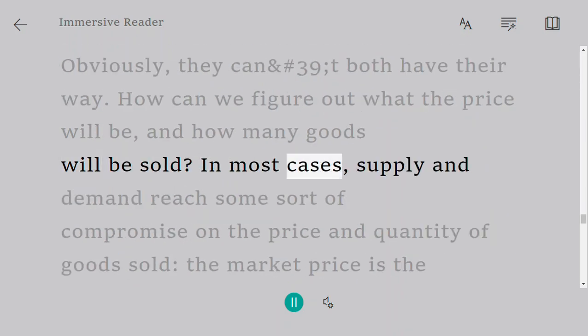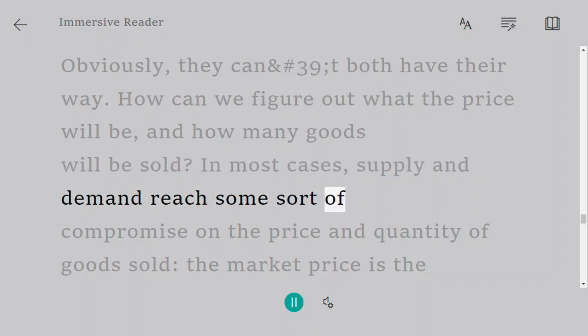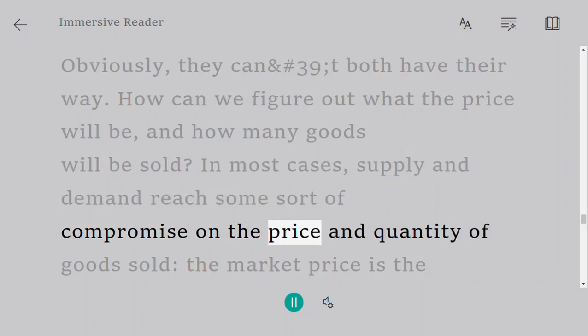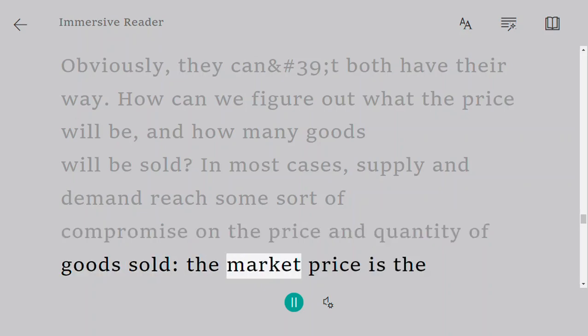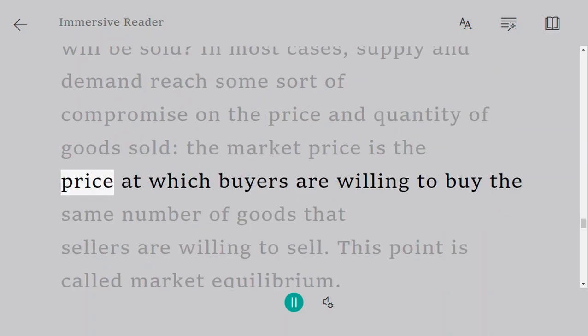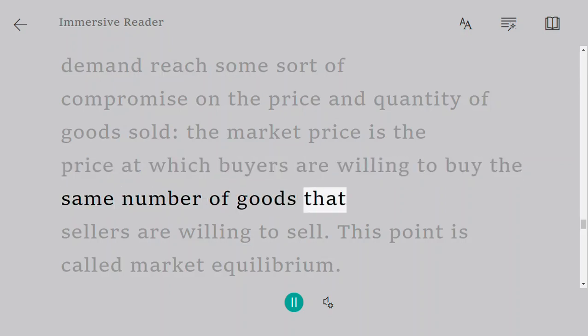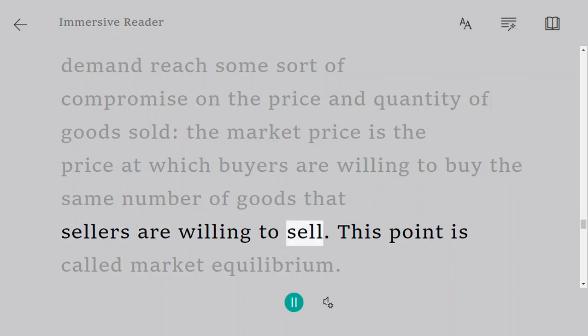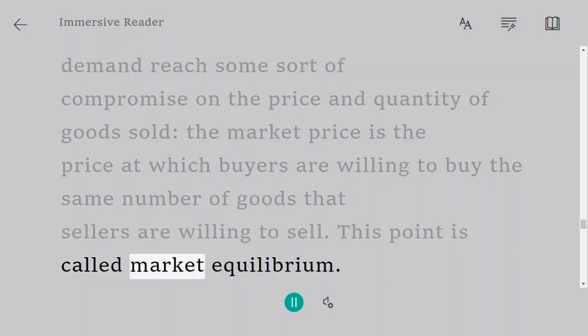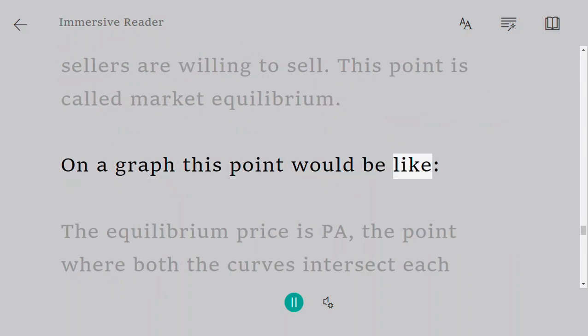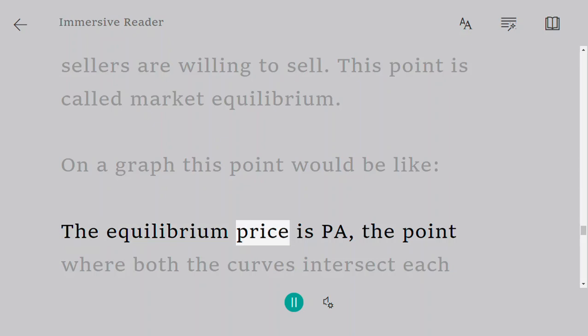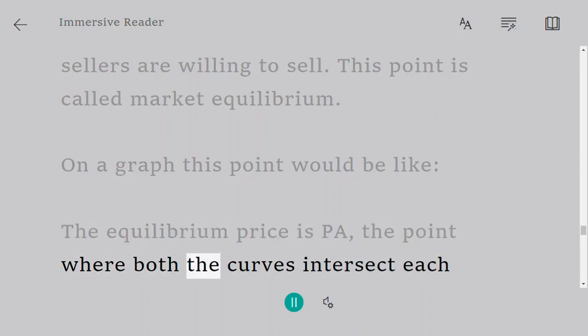In most cases, supply and demand reach some sort of compromise on the price and quantity of goods sold. The market price is the price at which buyers are willing to buy the same number of goods that sellers are willing to sell. This point is called market equilibrium. On a graph, the equilibrium price is PA, the point where both the curves intersect each other.